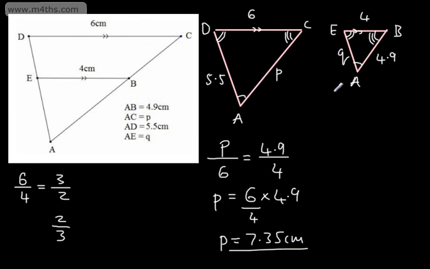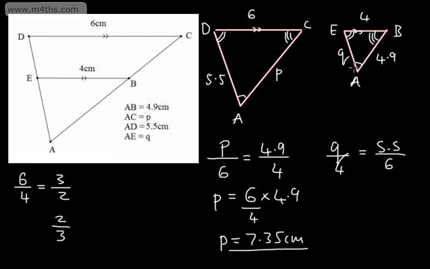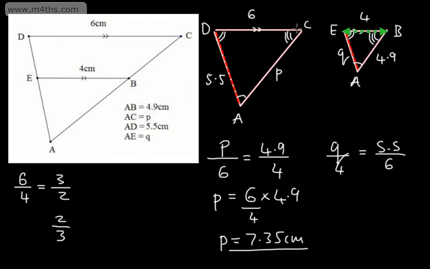With Q, all I'm going to do is say now that Q over 4 is going to be equal to 5.5 over 6. I'm simply saying that this one and this one are corresponding sides, and the top one just here and this one just here are corresponding. So this one over this one will be in the same ratio as this one over this one. You could have said, of course, this one over this one is the same as this one over this one.